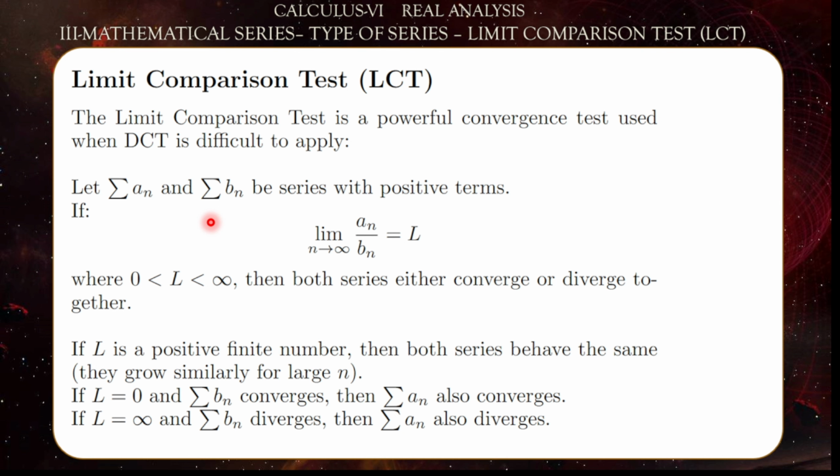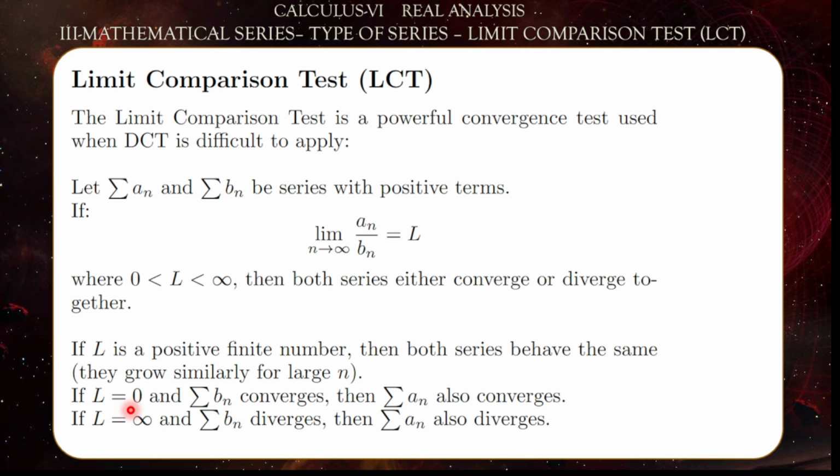Now, if the limit, and this is the test, we evaluate the limit of an divided by bn as n approaches infinity equal to L, where L is between 0 and infinity, then both series either converge or diverge together. So if L is a positive finite number, then both series behave the same way. They grow similarly for large n, if L is a positive number.